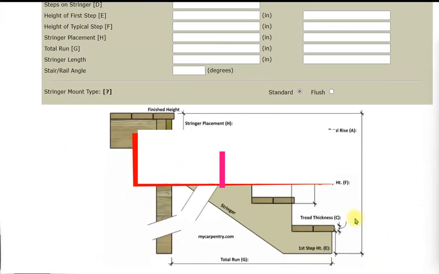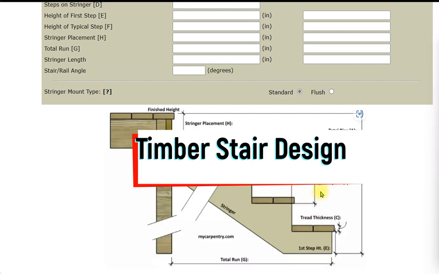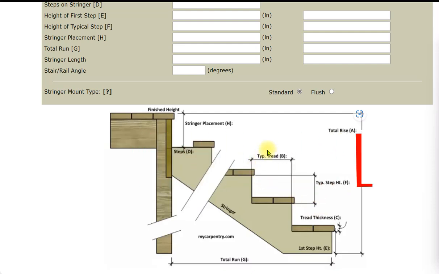Design of timber stairs step-by-step guide using an example. Now, let's calculate the step rise.